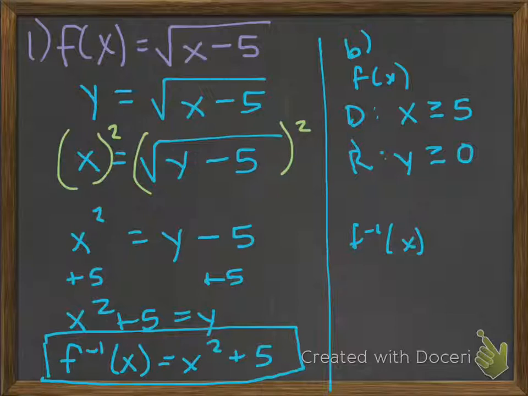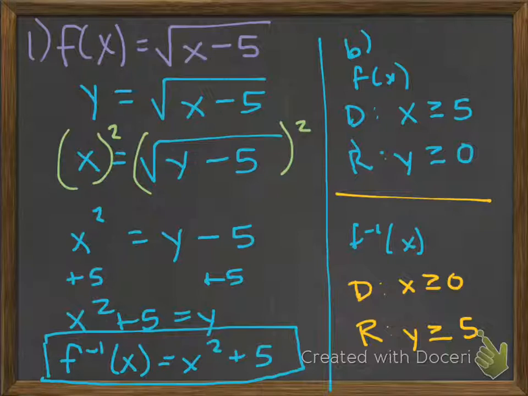Then the inverse part. So now we want to know the inverse domain and range, and we talked about yesterday that the domain and range for the original function just flip-flops for the inverse. So that means my domain is now x is greater than or equal to 0, and my range will be y is greater than or equal to 5.